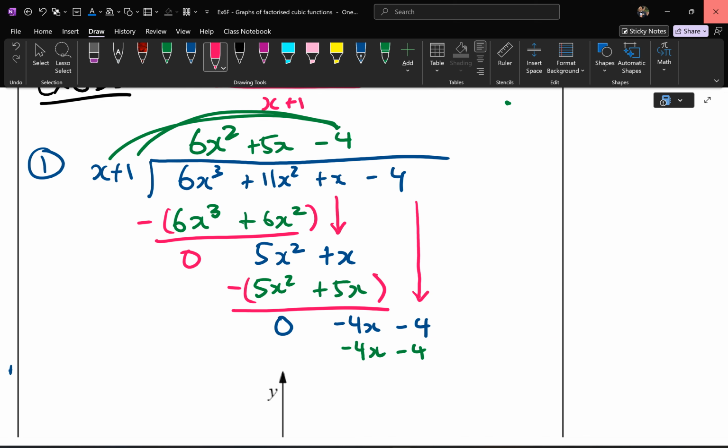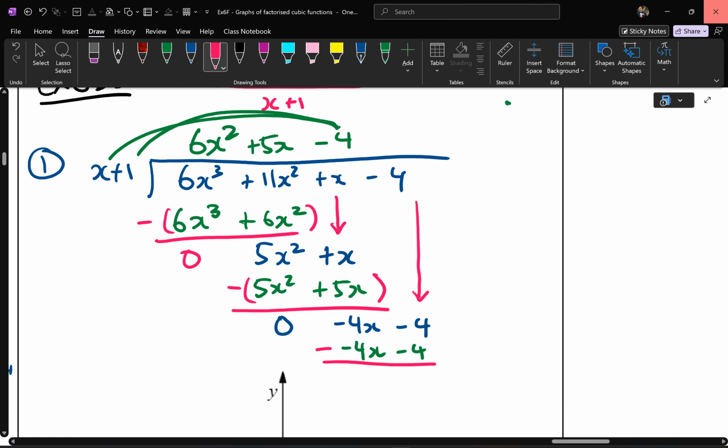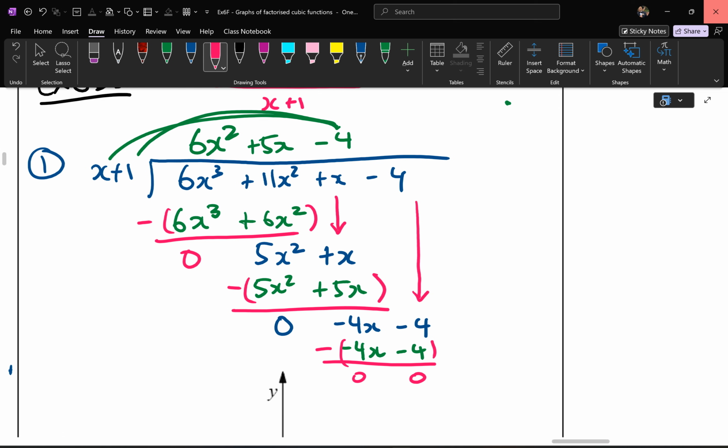It should be the same line at the end. That's why when you take it away, it should all equal 0. If you don't get a 0, you've done something wrong, either in the substitution before, or here. That's how you check. So it should have been a 0 remainder, because with a 0 remainder, we know it's a factor. This is your quotient. 6x squared plus 5x minus 4 is the quotient.